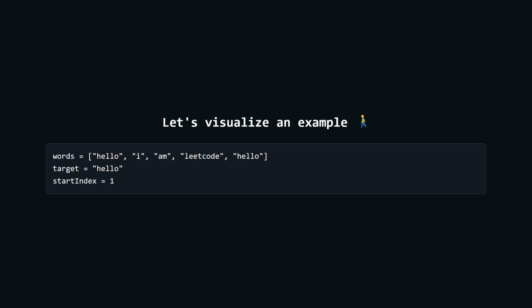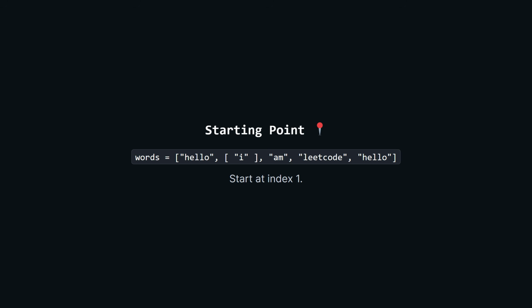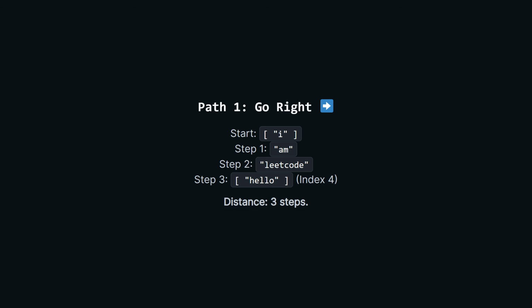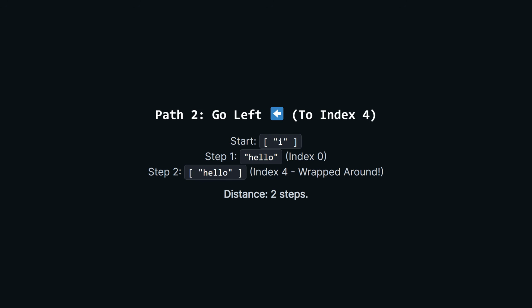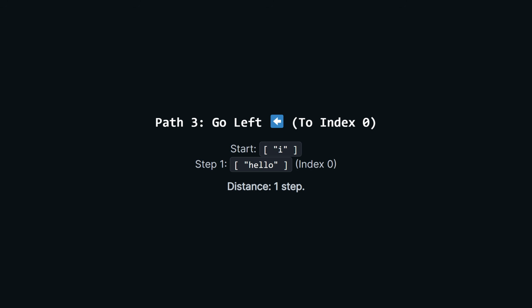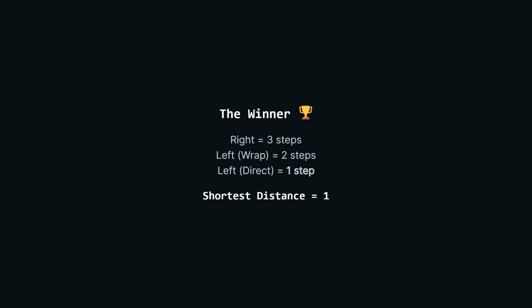Let's look at a concrete example. Here is our list of words, our target is hello, and we are starting at index 1. Index 1 means we are currently starting on the word I. If we decide to move to the right, we take 1, 2, 3 steps to find the word hello at index 4. But since it's circular, we could also move left to find that same word. We take 1 step back to index 0, and another step back which wraps around to index 4. That's just 2 steps. Wait, there's another hello right at index 0. Moving left from index 1 to index 0 is just a single step. Comparing our options, taking 1 step left is the fastest route, so our final answer is 1.